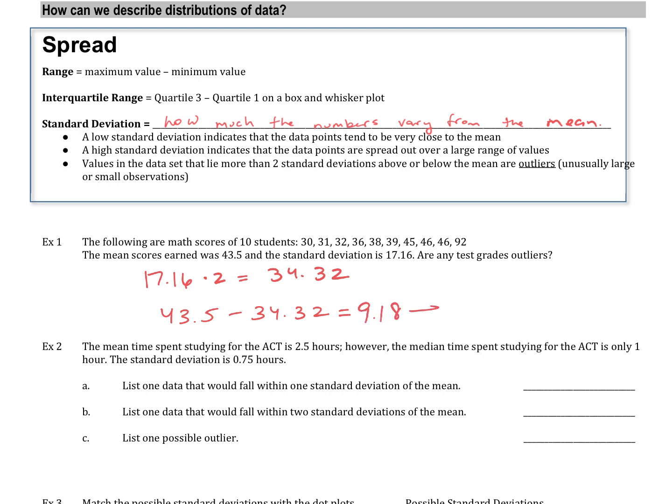So this tells me any numbers lower than this value will be an outlier, which there's not because my smallest number is 30. And then I'm also going to add it to the mean. So 43.5 plus 34.32 is 77.82.